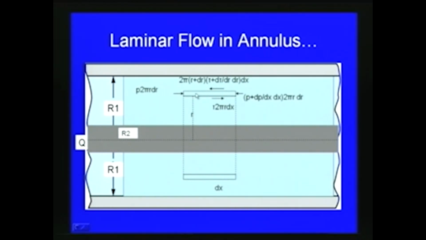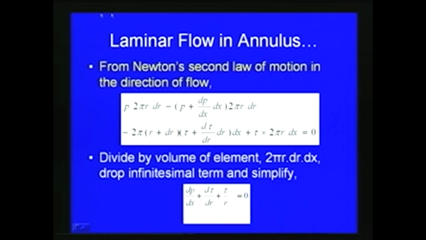Now with respect to this we will be considering Newton's second law to derive the equation. From Newton's second law of motion in the direction of flow, we can write P into 2 pi r dr minus (P plus dP by dx into dx) into 2 pi r dr minus 2 pi into (r plus dr) into (tau plus d tau by dr into dx) plus tau into 2 pi r dx is equal to 0. So, all the forces, the algebraic sum, we equate to 0.